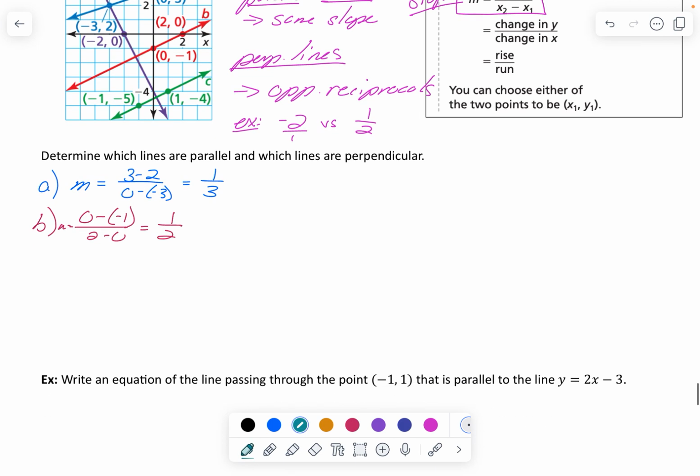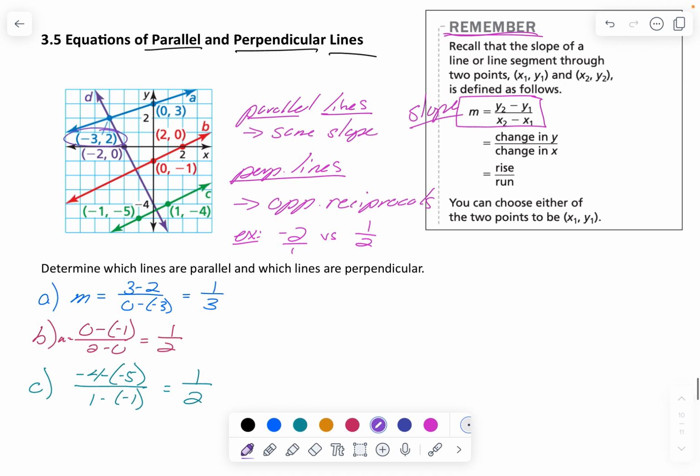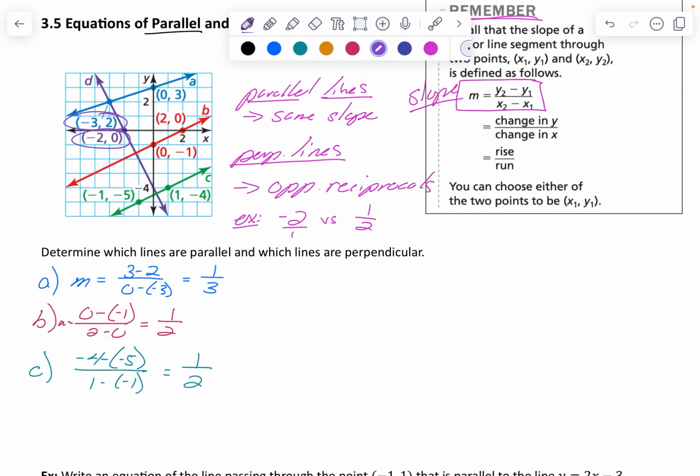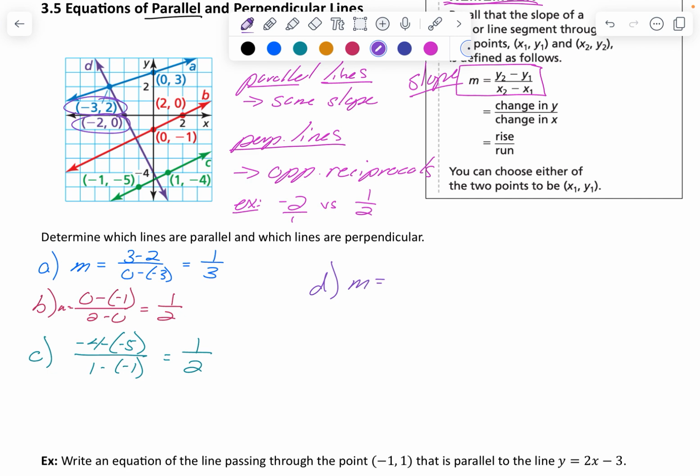For C, it's going to be -4 minus -5 over 1 minus -1, which does give us 1/2. And then D, notice that this point and this point are D. D shares a point with the blue line, or A. So let me move that. So D slope is 2 minus 0 over -3 minus -2, which is -2.